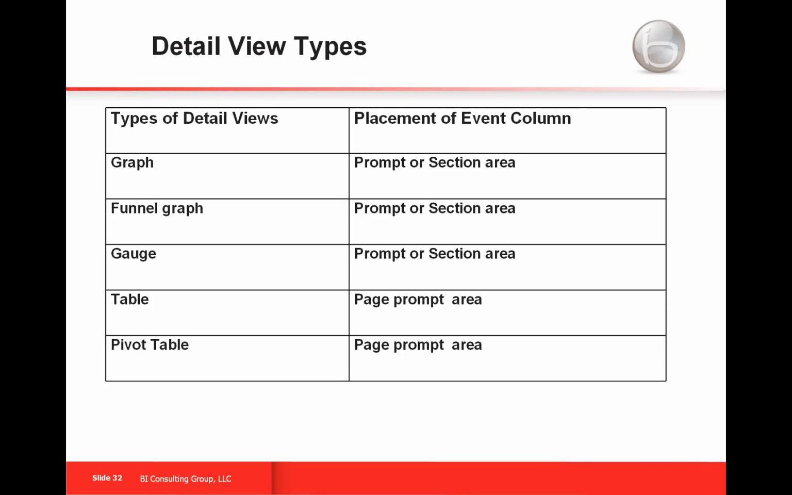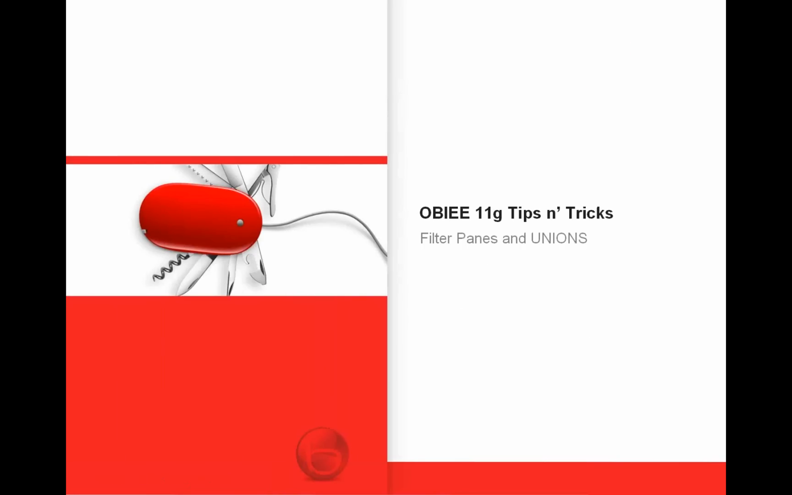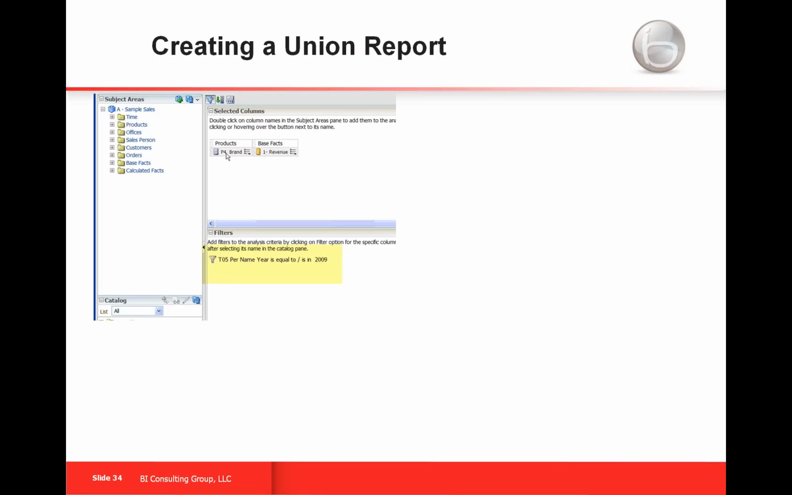So now let's take a look at filter panes and unions. This came about because I was helping a person and they were creating a union and they needed to make some modifications. And they ended up coming across an issue. So I figured it would be a good idea to help identify this and expand upon it.